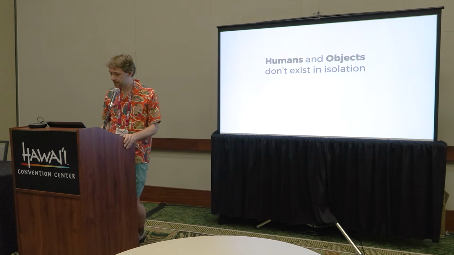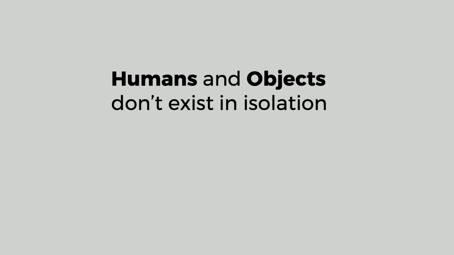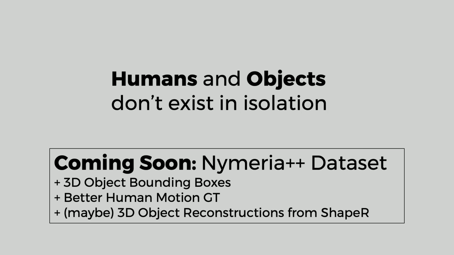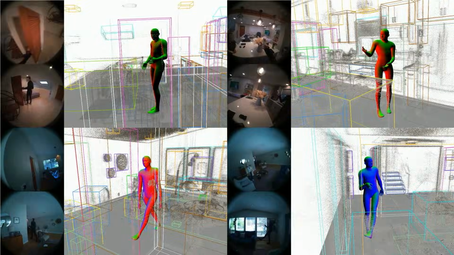So what you can see here is that humans and objects don't exist in isolation. Obviously, humans interact with objects. Objects inform what humans do. So one of the updates that we are releasing by the end of the year is an update to this data set called LaMAria++, which adds 3D bounding boxes to all the environments, better human motion, as well as hopefully shape reconstructions for the objects in it. Here's a preview of how that looks.